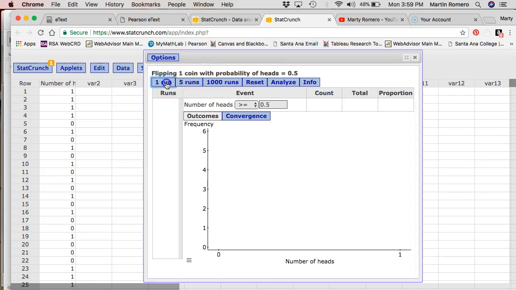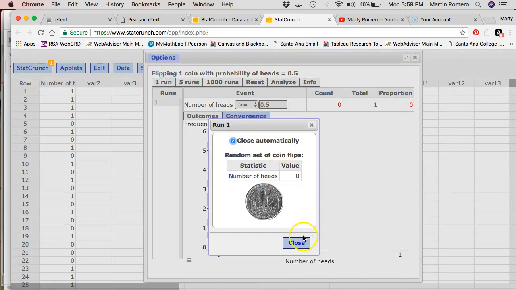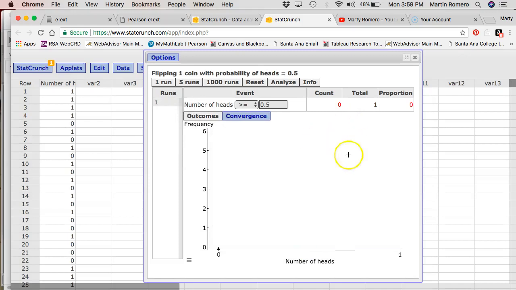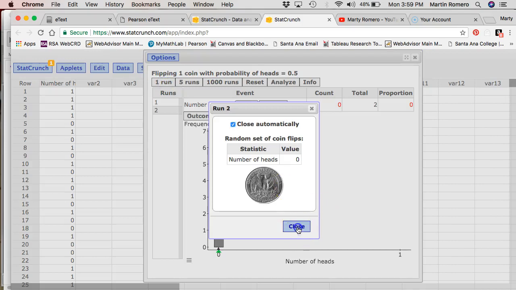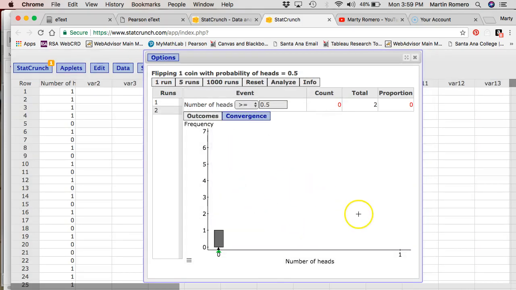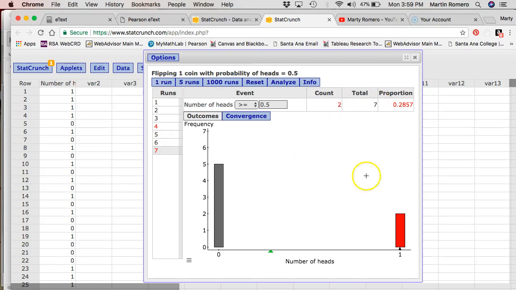So for example, I run once. It comes up tails. And so we have one tails and no heads. Let's run that one more time. Flip the coin, tails comes up. Now I have two tails and no heads. Let's speed this up a little bit. I flip it 5 times. We can see a result. We've now run a total of 7 times. 2 have been heads and 5 have been tails.